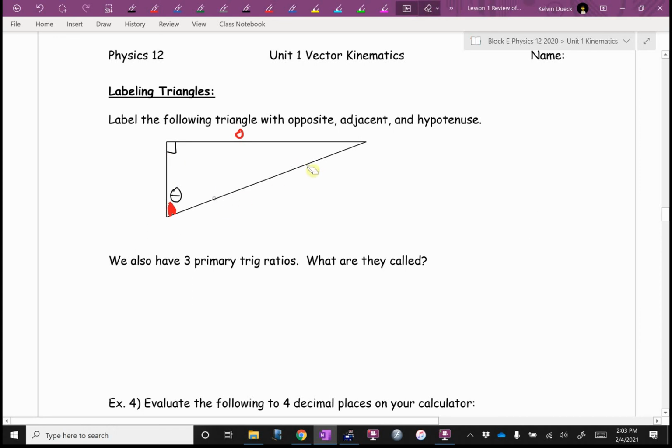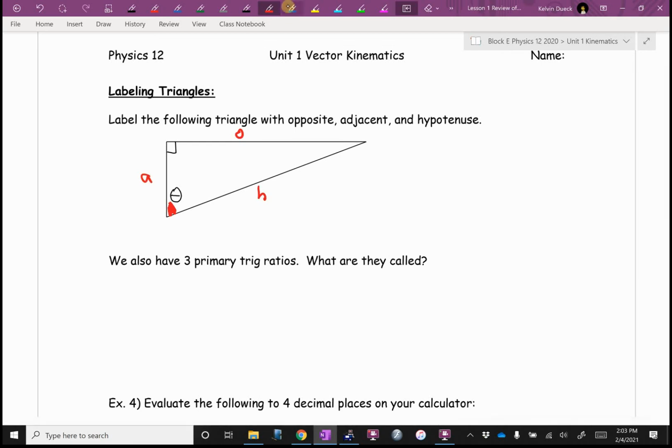Isn't this side adjacent as well? Okay, the long diagonal side is always the hypotenuse. What does the word adjacent mean? Beside? Right now, Jordana and Marcella are adjacent to each other. So beside each other, this is adjacent. You need to be able to label the three sides.